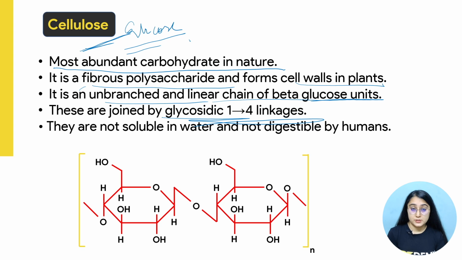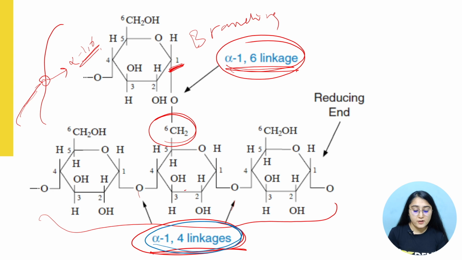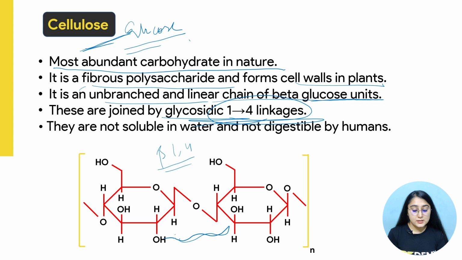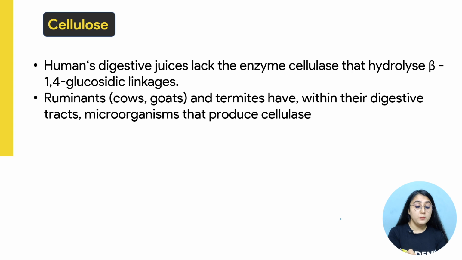So what is the difference? So there is difference in this bonding. In case of cellulose, if you look over the structure over here, we have beta 1,4 linkages, whereas in case of amylose, we have alpha 1,4 linkages. Now that is the reason they differ in the structure, and this makes cellulose not soluble in water and not digested by humans. Human digestive juices lack the enzyme called cellulase, which hydrolyzes beta 1,4 glycosidic linkage.